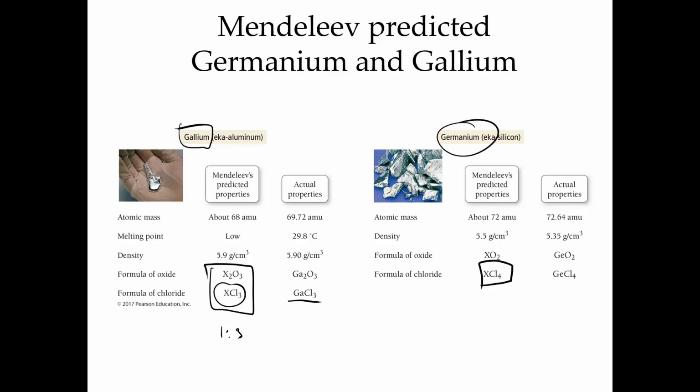So this is called a periodic trend, although it's more of a group trend, right? Because it's within the same group, but it's a trend on the periodic table, so we refer to it as a periodic trend. It's remarkable how closely he predicted the density, reactivity, atomic mass, and melting point for both of those elements. And so he deserves a lot of credit from the scientific community.